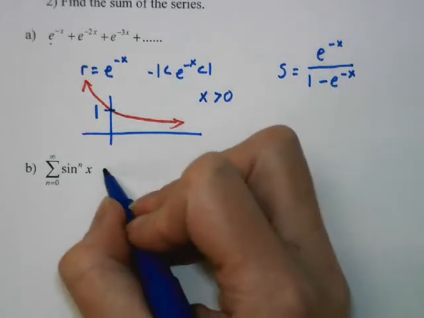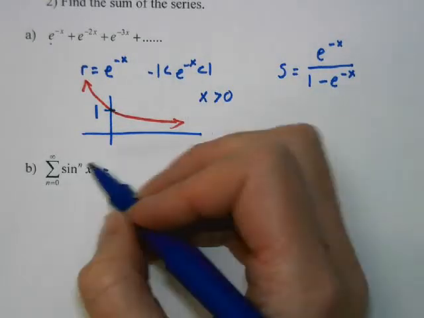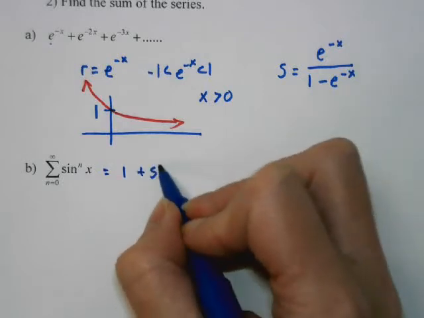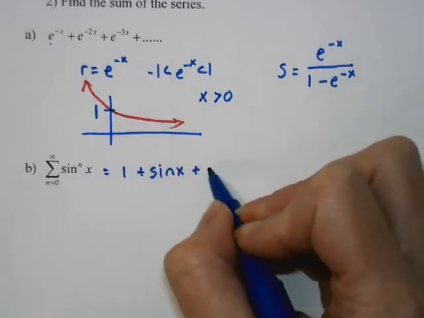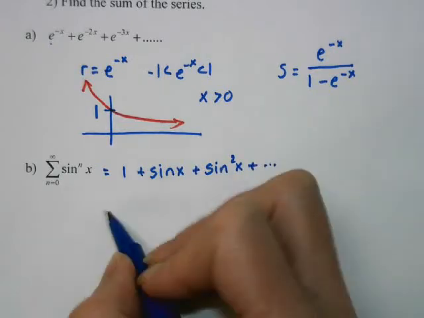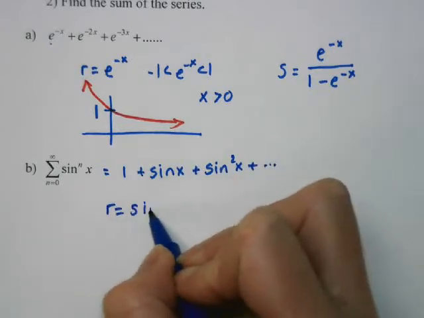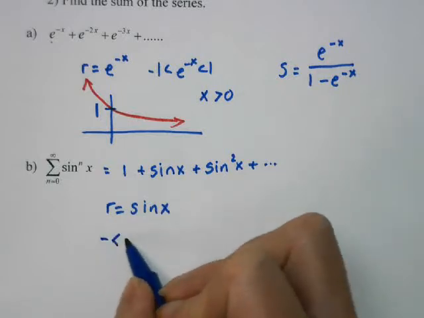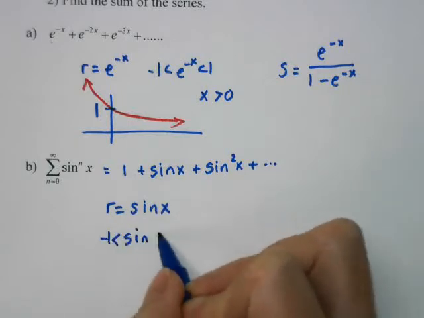Okay, this one, starting at n is 0, so sine to the 0 is 1. We're going to have plus sine of x plus sine squared x, and so on. So my common ratio is sine of x. So when is sine of x between -1 and 1?